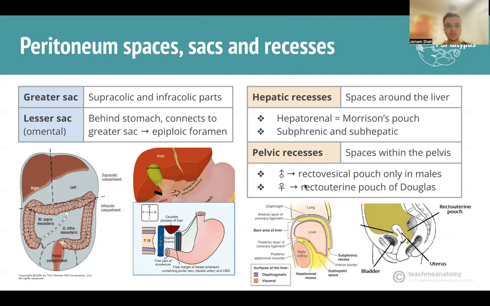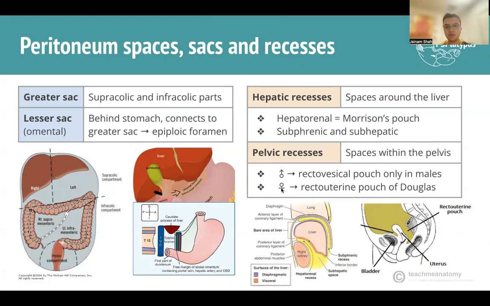Now, because of the fact that you've got different internal organs for males versus females, you will also have different recesses between them. So with a male, you only have one pouch or recess, which is called the rectovesical pouch. As the name suggests, it is between the rectum and the bladder. So vesical meaning bladder. This is the place where you will find the accumulation happening if a male patient had fluid and they were sitting up or standing up.